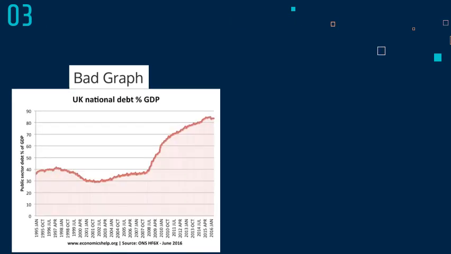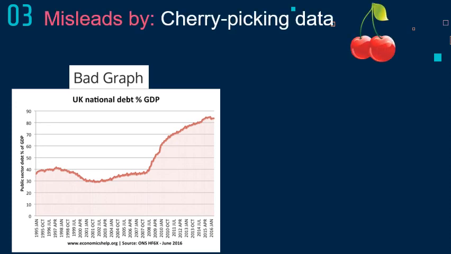In this graph, we can see that UK national debt, so that's how much money the government owes as a percentage of its gross domestic product. Here, it looks like it's increasing. Oh my gosh, everything's really bad in the UK, it's increasing. But this is actually a misleading example because it's cherry picking data.